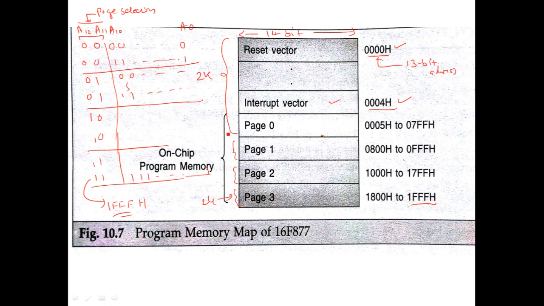So that's how we can see that the two most significant bits can be used for page selection. Right, page 0, 1, 2 and 3. Okay, one more thing you remember about the program counter: this address will be held in the program counter, right? So the program counter is 13-bit wide.